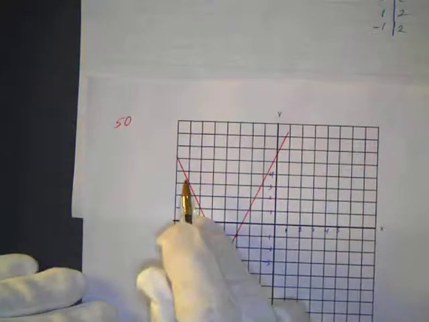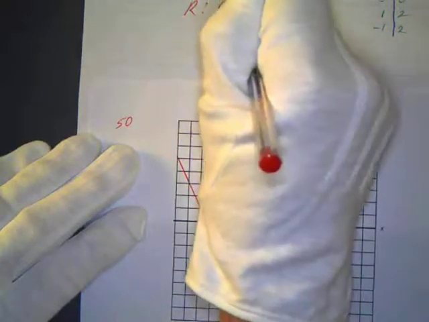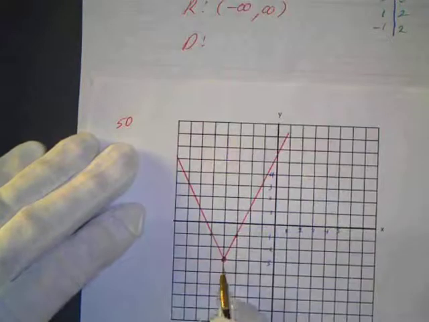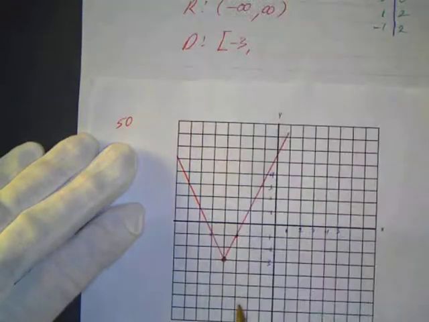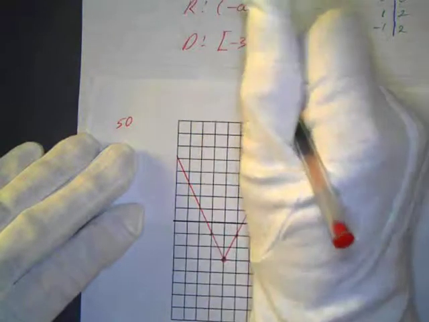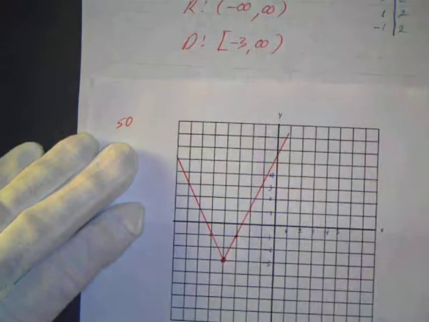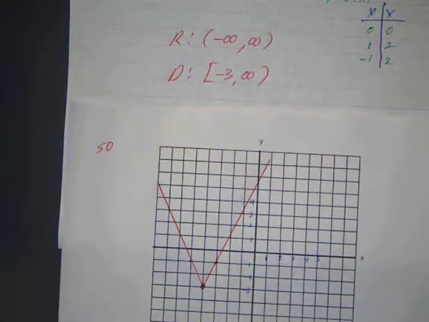Well, it looks like the range is all real numbers because these go both directions, so the range would be all real numbers. So the range would be -infinity to infinity. And the domain, it looks like I'm starting at -3. And it looks like it's going all the way up also, so it's going to be -3 to infinity. So there's your domain, there's your range, and there's your graph. So I hope that makes sense.